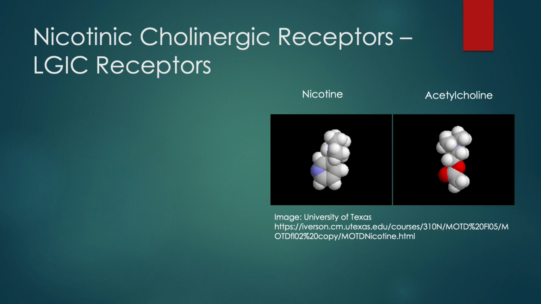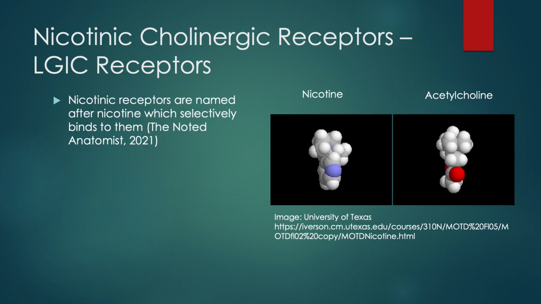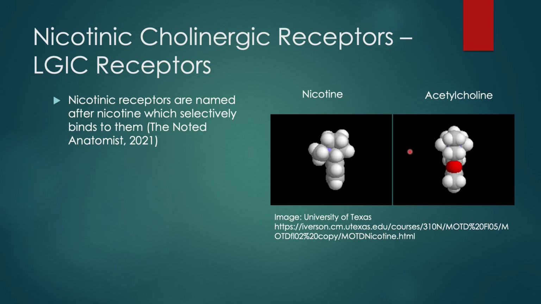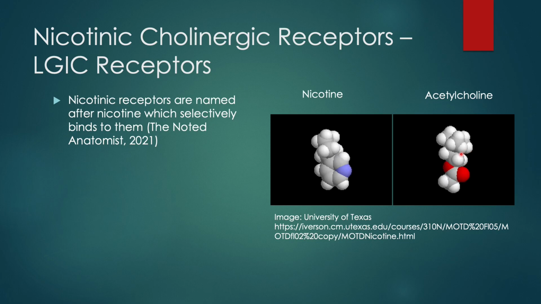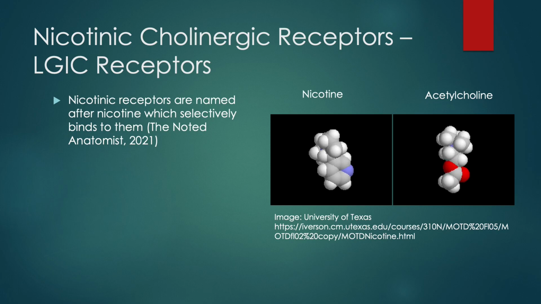Nicotinic cholinergic receptors are also ligand-gated ion channel receptors. And so they get their name from nicotine. Over here to the right, you can see nicotine and acetylcholine, and especially if you look at the top portion, how they are very similar in structure. So they would bond to the same complementary sites. Nicotinic receptors are named after nicotine, which selectively binds to nicotinic cholinergic receptors.